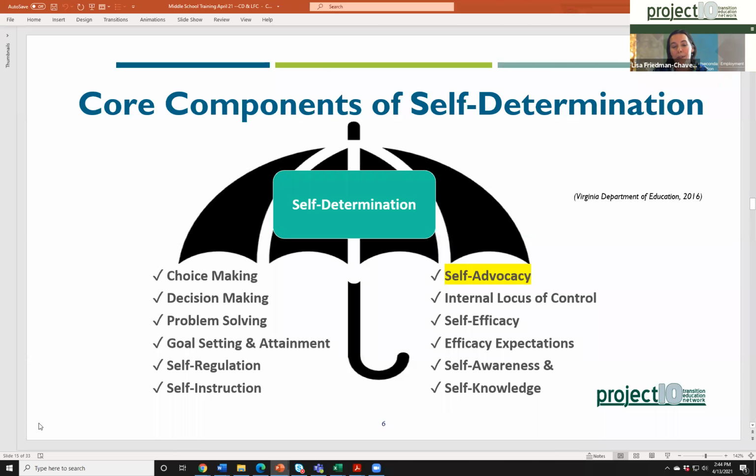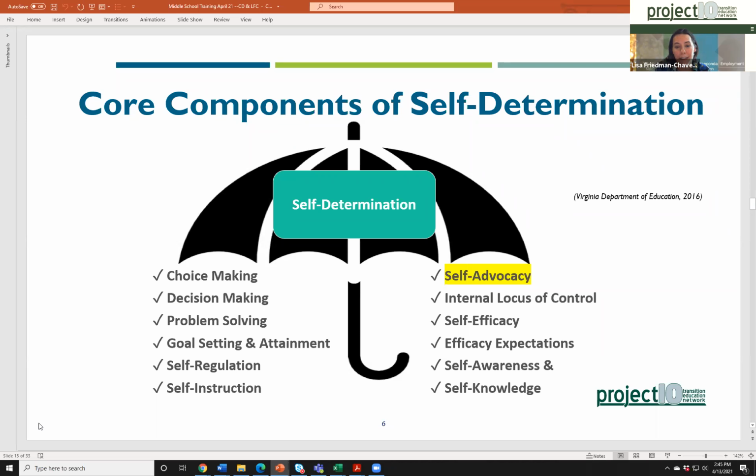self-advocacy is a core component of self-determination. So it's not something that you're able to use interchangeably. And being one core component, it's important to note that there are other core components that folks should be assessing for and should be working on. And it's never too early to start building those self-determination skills. You should really be trying to build those skills all the way back in elementary school.